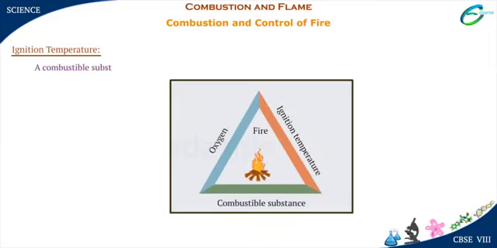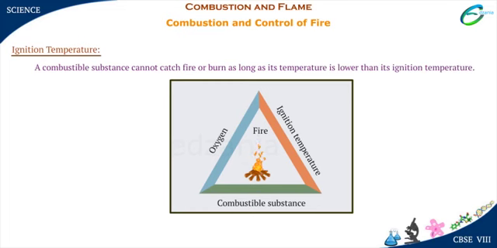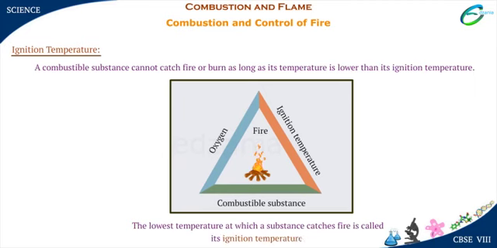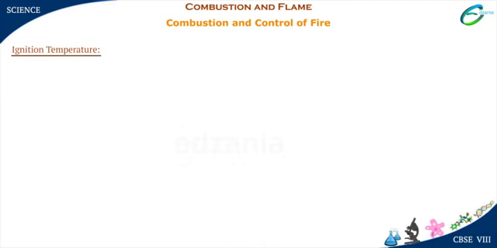A combustible substance cannot catch fire or burn as long as its temperature is lower than its ignition temperature. And the lowest temperature at which a substance catches fire is called its ignition temperature. Let us perform an activity to show that it is essential for a material to reach ignition temperature to burn.